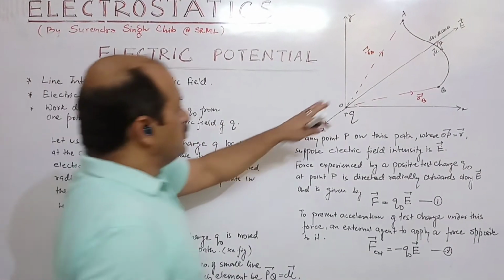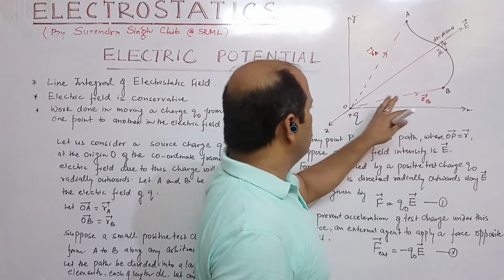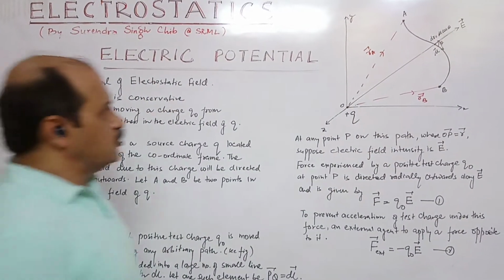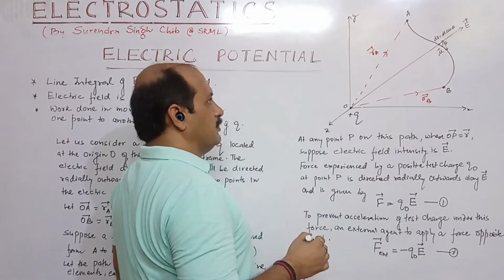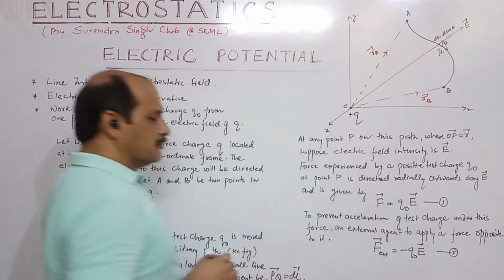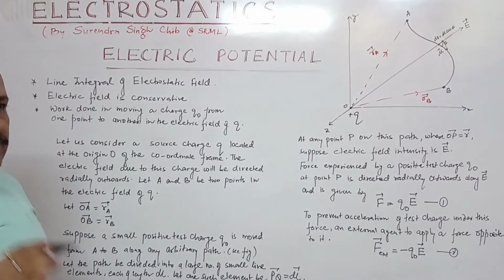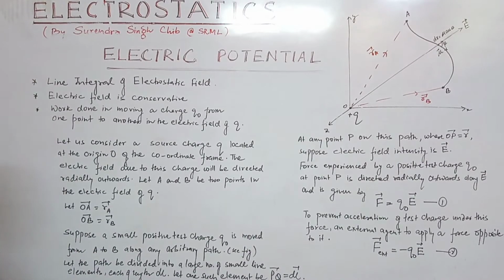Now, what is the position vector of A? It is RA, and let the position vector of B be RB. So how much work is to be done in moving a charge from A to B? For example, we take a test charge. We can take a unit positive test charge, or simply a positive test charge. And you know a positive test charge is denoted by the symbol Q0.